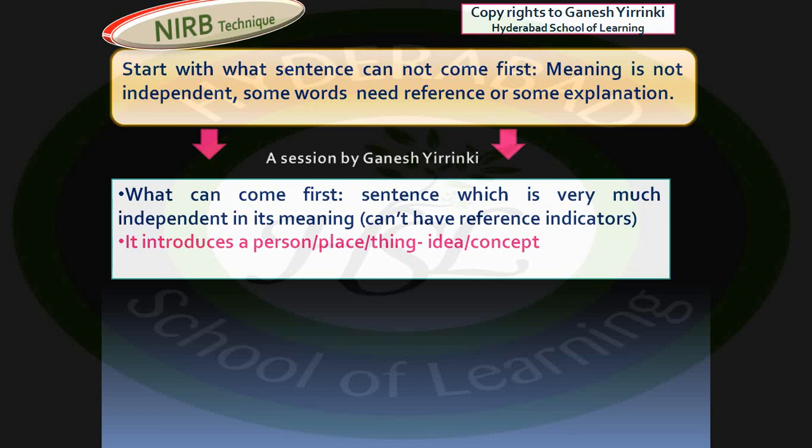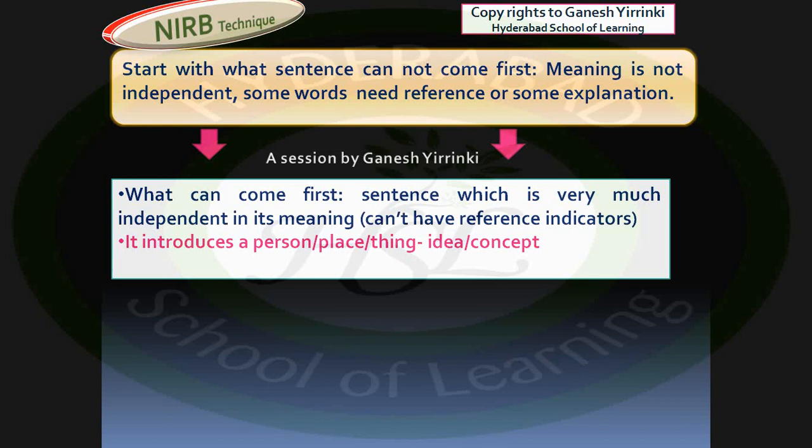And usually the first sentence in a paragraph, because if you go by the mechanics of writing a paragraph, whenever an author writes a paragraph, he would like to introduce maybe a person, maybe a place, maybe a thing in that paragraph. That thing could be an idea or a concept. So usually when an author writes a paragraph, he would like to introduce a person, a place, or a thing. Thing could be, as I said, an idea or concept.